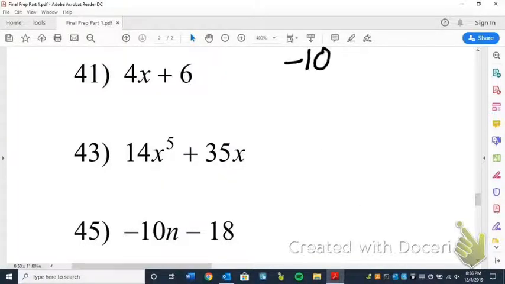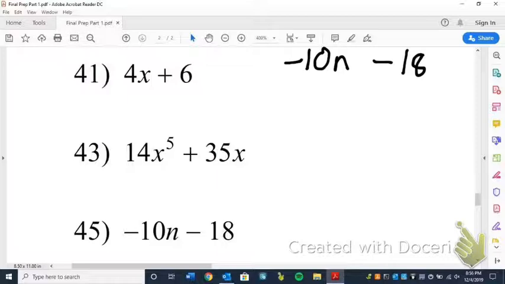45 is -10n minus 18. I want you guys to go ahead and try and figure that out for yourself. Take about 2-3 minutes. Hit pause on the video. Come back in 2-3 minutes and see what you got.